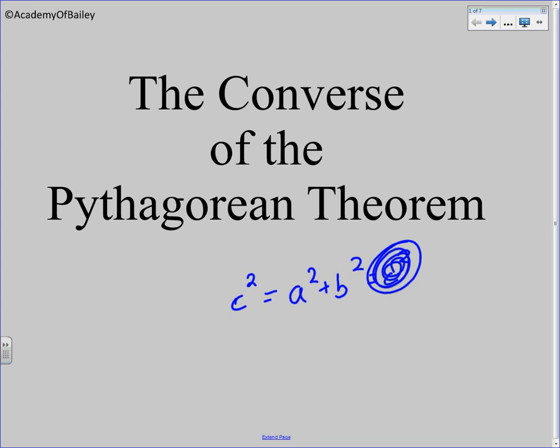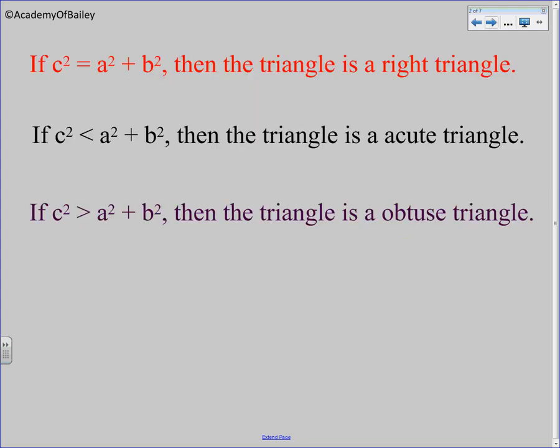The converse of the Pythagorean theorem will let you know what type of triangle you have. If you're given the three sides of a triangle, it lets you know whether it's a right, acute, or obtuse triangle just by giving those three sides. Well, how does it do that?